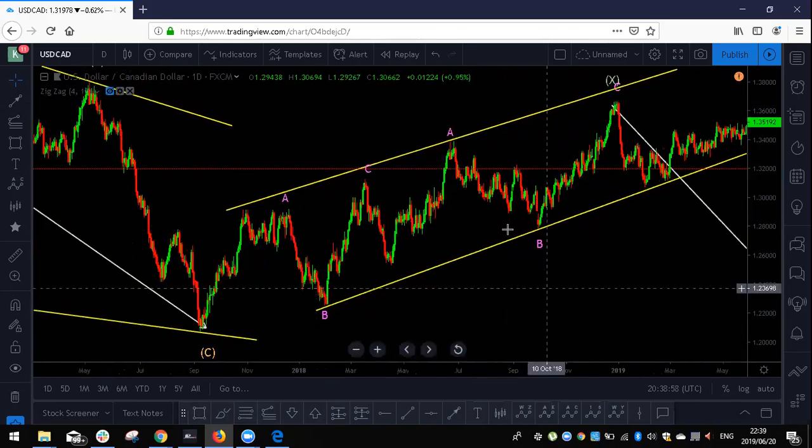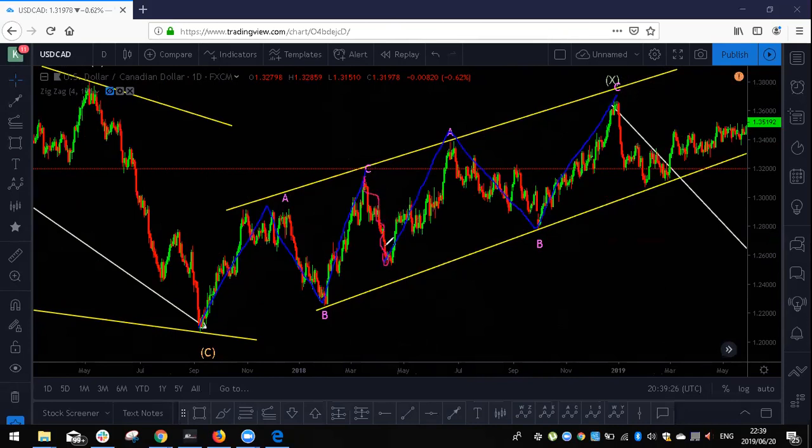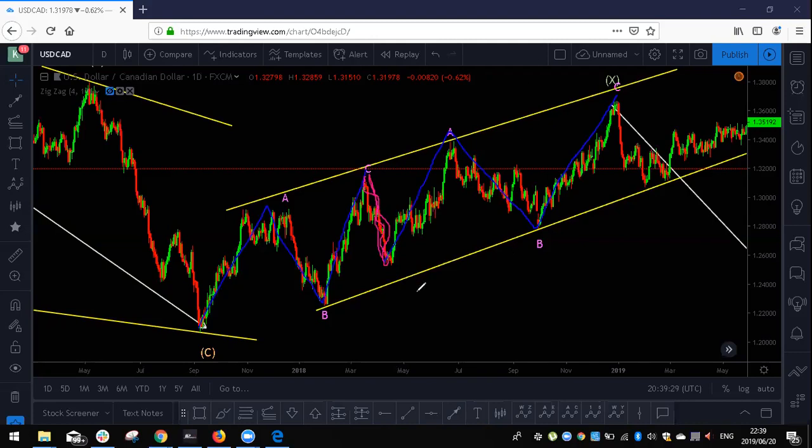So what we have now is a zigzag. No, it's a flat, followed by another zigzag. This looks like a zigzag, but this is just a joint. I see the 3 moves.